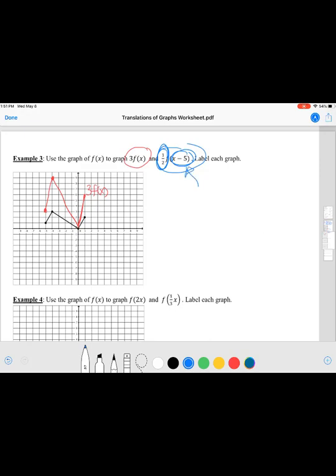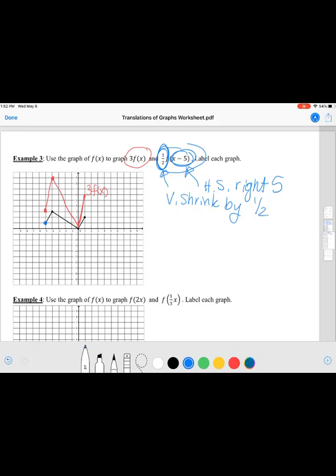This tells me I have a horizontal shift because it's getting applied to the x. I have an x minus 5. That minus 5 isn't being applied to the entire function, just to the x. So it's a horizontal shift, and the minus tells me it's to the right 5 units. And then this 1/2 tells me it's a vertical shrink by 1/2. I'm going to cut everything in half. So the first thing I'm going to do is move everything right, and then I'm going to cut my vertical distance in half.